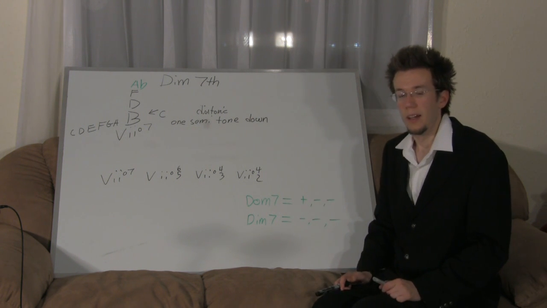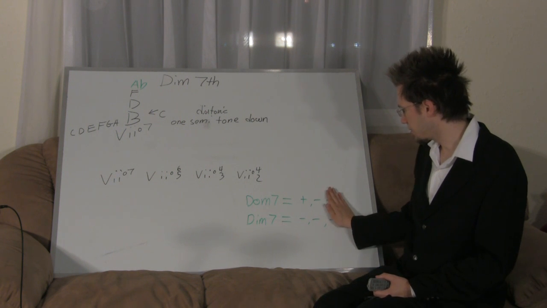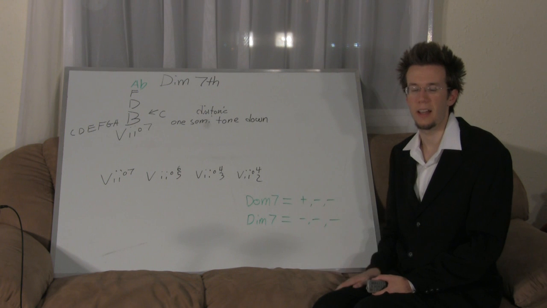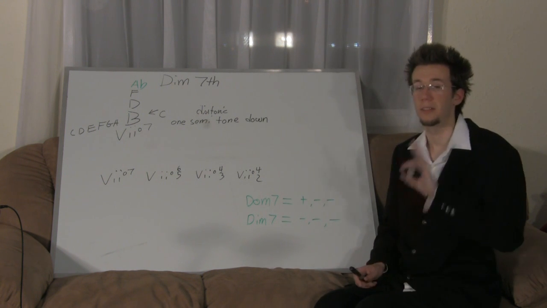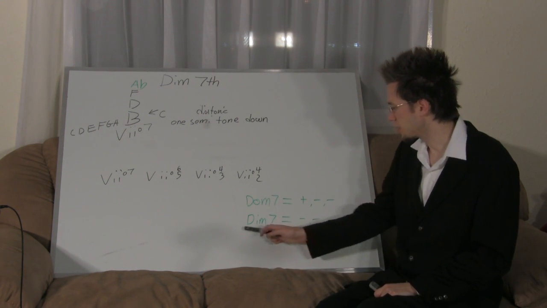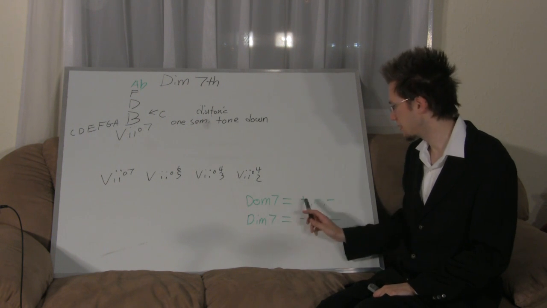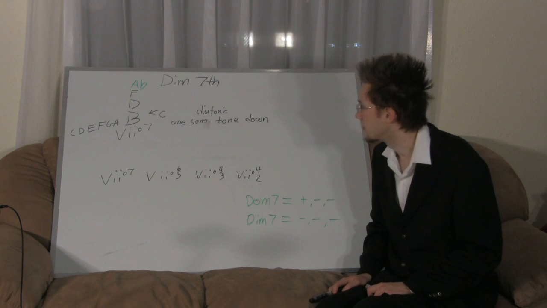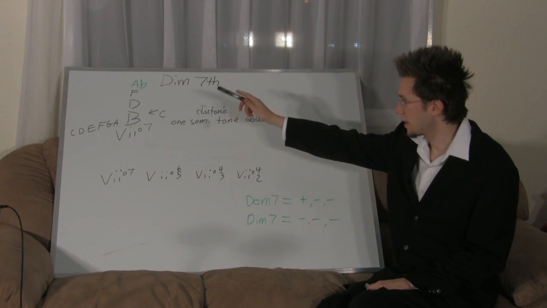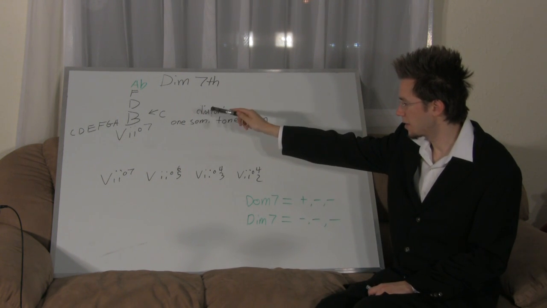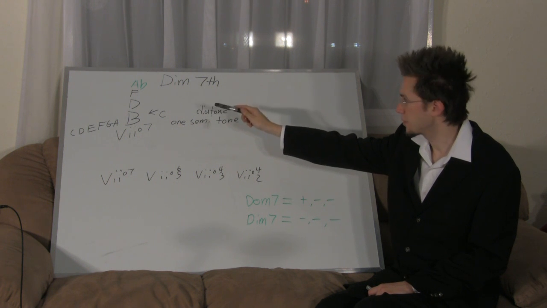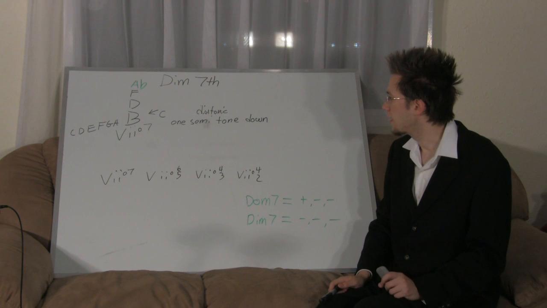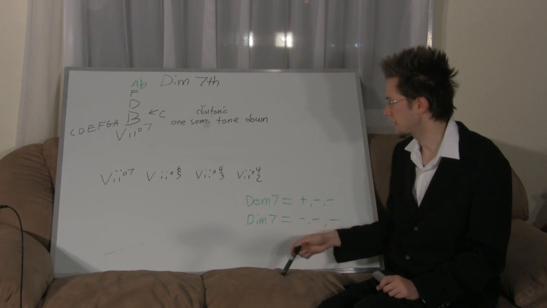Just remember diminished is all minor, and dominant is with one major and then two minors at the end of it. Okay, so if you look, from B to D is a minor third, from D to F is a minor third, and from F to A flat is a minor third.